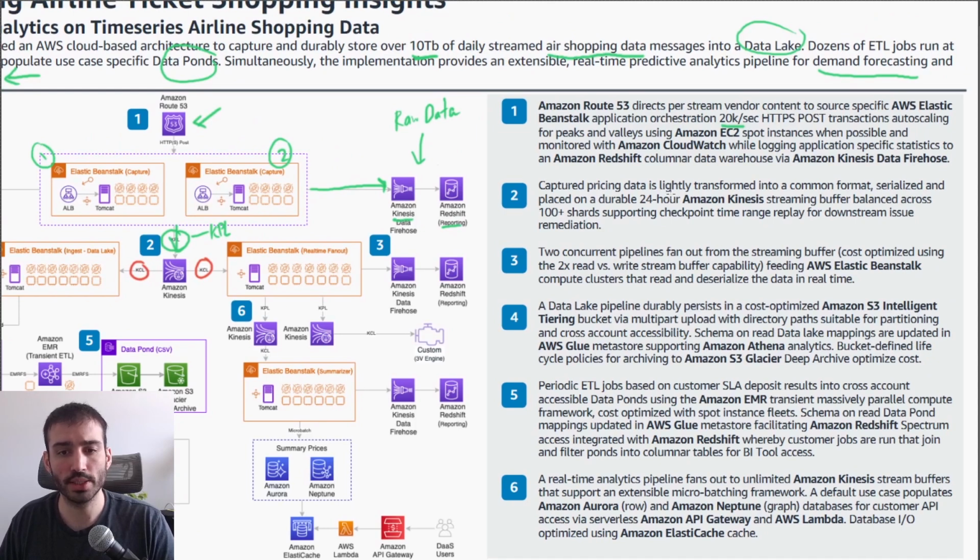So captured pricing data is lightly transformed into a common format. So they're normalizing their data at this step. Serialized and placed on a durable 24-hour Kinesis streaming buffer balanced across 100+ shards, supporting checkpoint time range replay for downstream issue remediation. So what that effectively means, like this is a little bit more about what Kinesis does, but you can replay your data from a previous point in time.